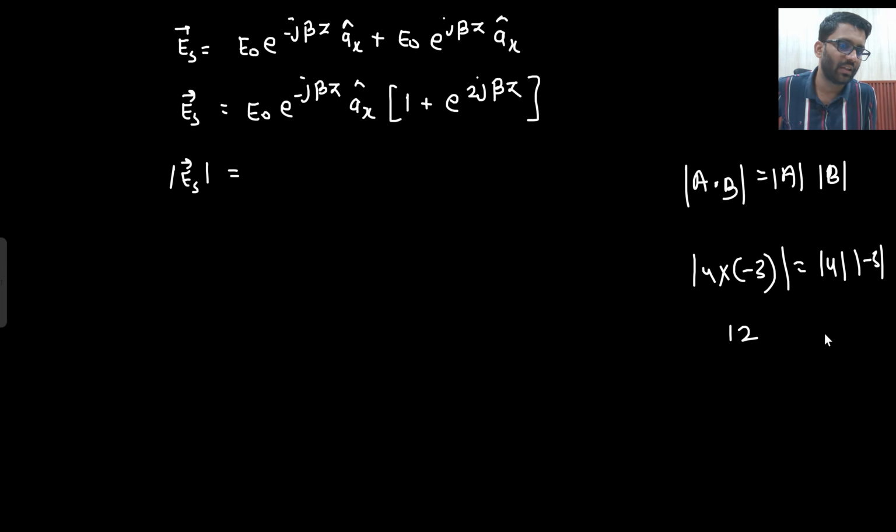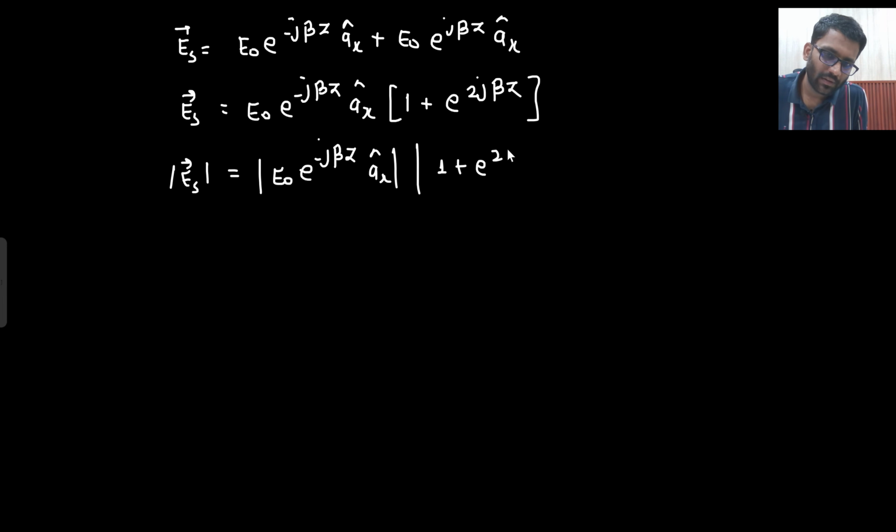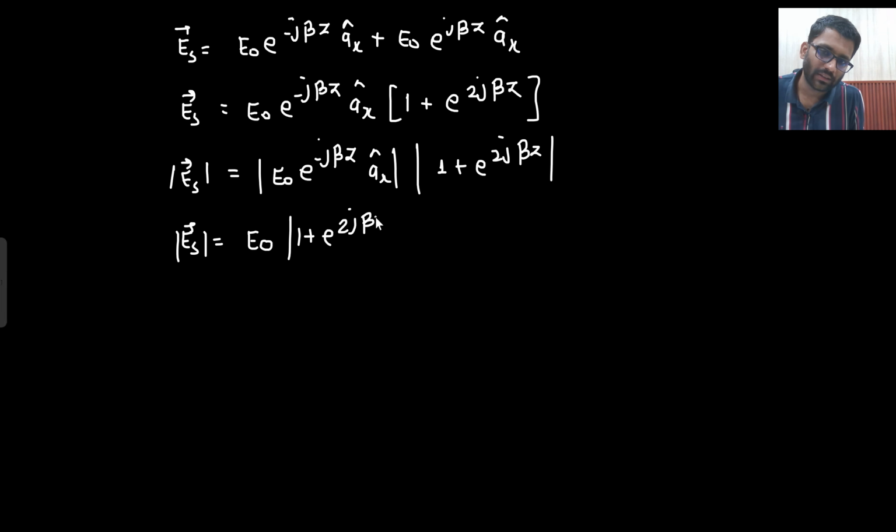Can I write it down in this manner? Mod of 4 into mod of 3. What will it be? 4 into 3. That will be 12 only. Right? So in the same manner I can do: mod of this, E naught e to the power minus j beta z Ax cap, and then mod of this. So what you are getting? Your mod of Es is E naught times mod of 1 plus e to the power 2 beta z. Now from here you need to calculate maxima and minima.